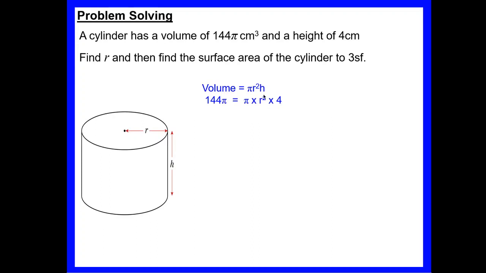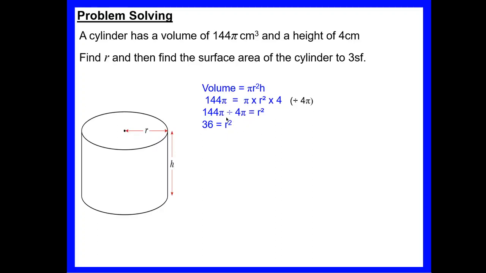So we want to get r squared, so we need to get rid of the 4 and the pi from this side of the equation. To do that, remember we do the opposite. They're multiplied by 4 pi, so we're going to divide both sides by 4 pi. So 144 pi divided by 4 pi, and if I divide this side by 4 and by pi, I'm left with r squared. Now we can complete this calculation. 144 pi divided by 4 pi leaves us with 36 equals r squared.